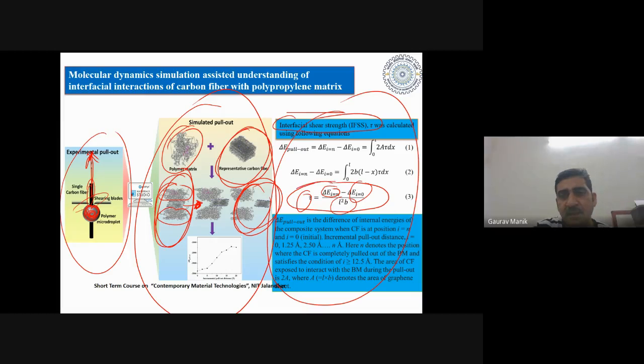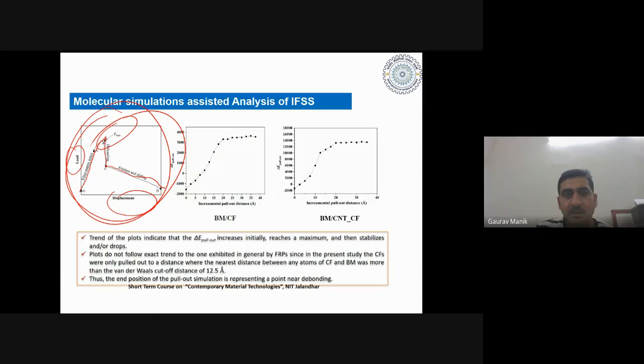So when you find this out, you get an idea of the interfacial shear strength that this carbon fiber is going to feel when it is present within the matrix. Okay, and they're very interesting results in terms of what we have got. So we were able to very nicely find out this maximum interfacial strength at which it begins to debond. This is how it happens.